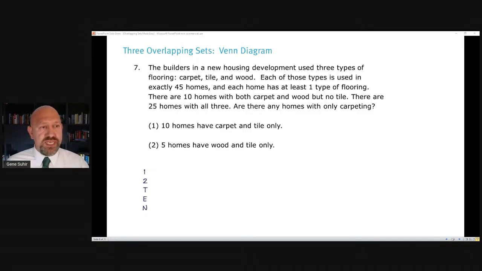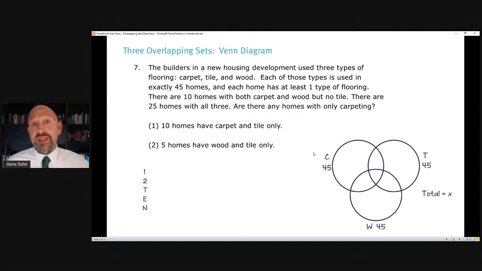I laid down the 1, 2, T, N at the bottom, our answer choices as we call them at Kaplan, the shorthand to remember when to pick which answer. Certainly you can call them A, B, C, D, E if you would like. So we're going to have 3 overlapping sets. Formulas off the table, tables off the table, the Venn diagram is very much on the table.